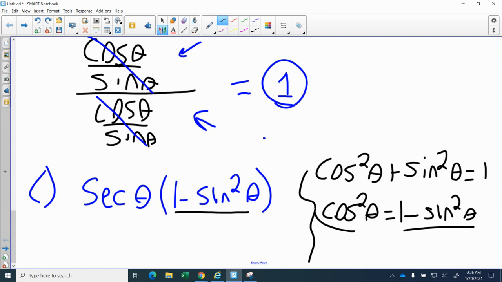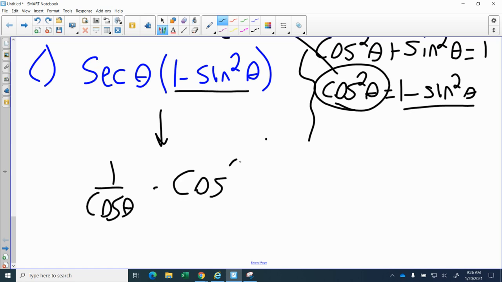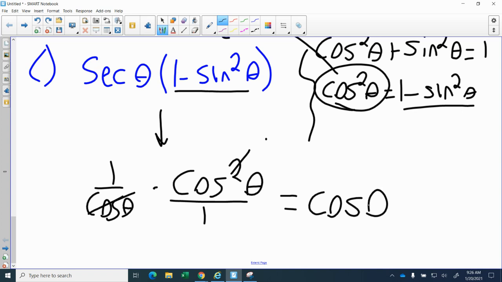So now I can substitute in this for this function. On top of that, secant is the same as 1 over cosine. So I can really write this as 1 over cosine of theta times cosine squared of theta. Well, I have 2 cosines on top, 1 cosine on the bottom. This would cancel out and take out one of those cosines, and my final answer is cosine of theta. So notice how I can actually build off of this problem and get to that final solution, okay?